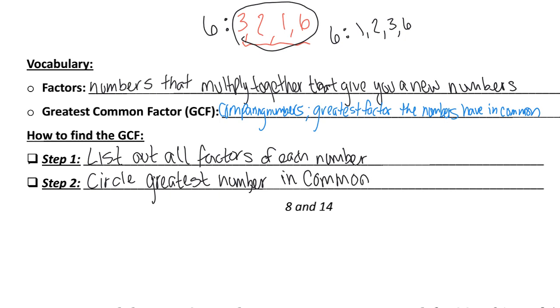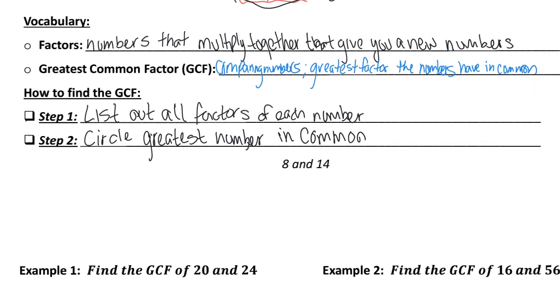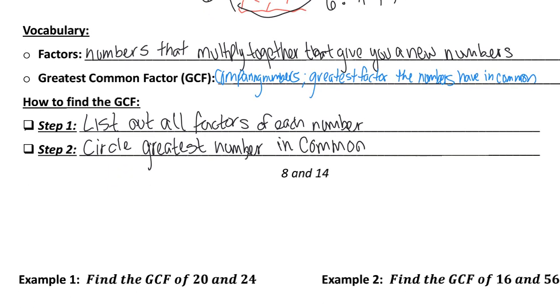Okay, so let's look at 8 and 14. I'm going to write 8 here, and I'm going to write 14 here. And I want to find factors of 8. Things that, when multiplied together, give us 8. So I know it's 1 and 8. And I know 2 and 4. Is there anything else that we could think of? No. So it's 1, 2, 4, and 8.